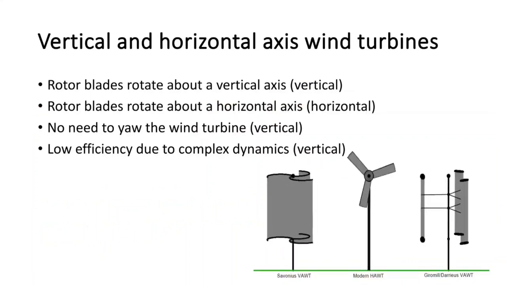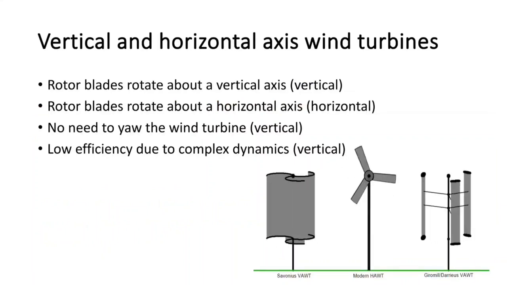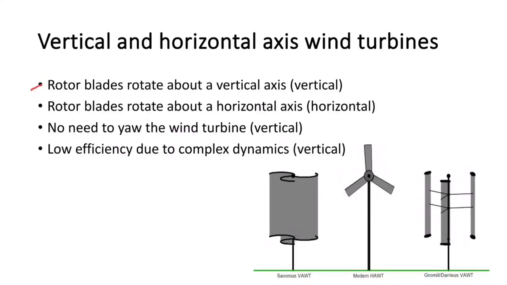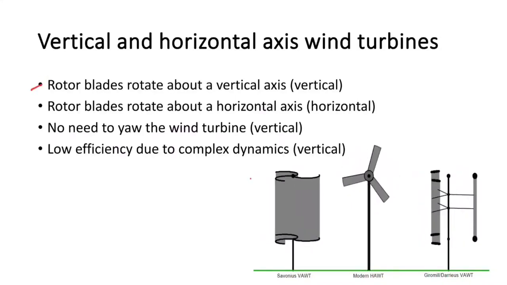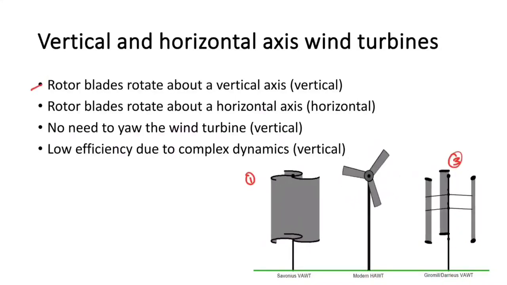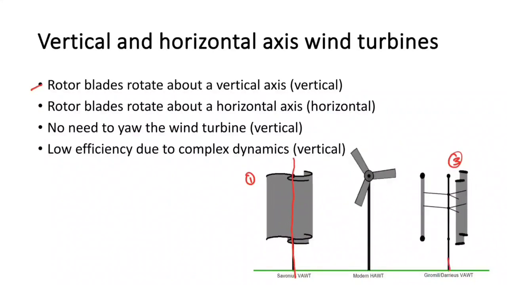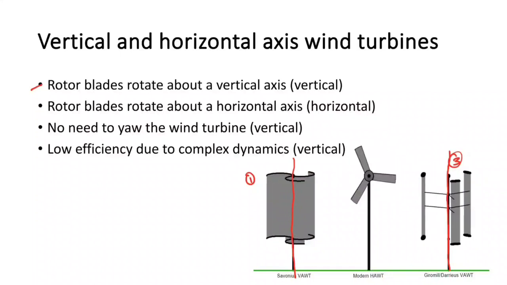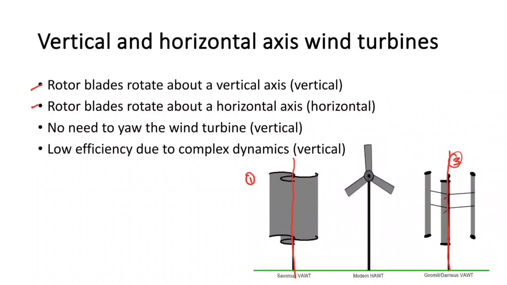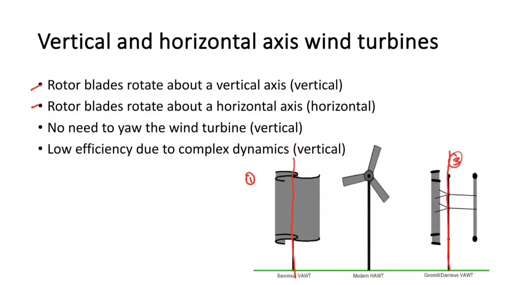Next, vertical and horizontal axis wind turbines. In vertical axis wind turbines, your rotor blades are rotating about a vertical axis. In this figure, number 1 and number 3 are two different types of vertical axis wind turbine, and you can see that they are rotating about a vertical axis. In a horizontal axis wind turbine, the blades rotate about a horizontal axis.